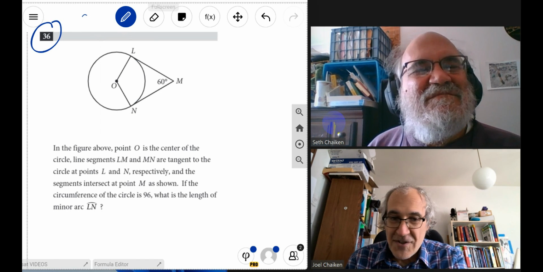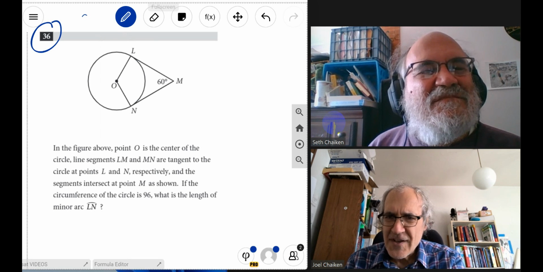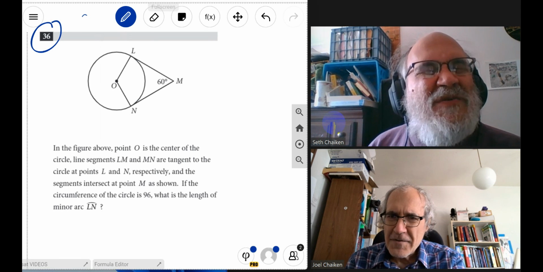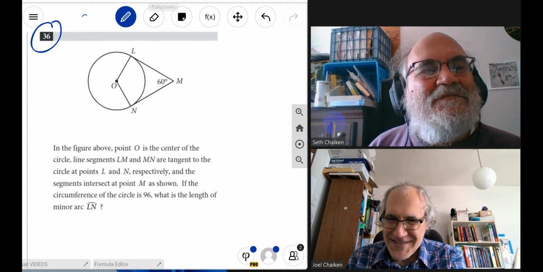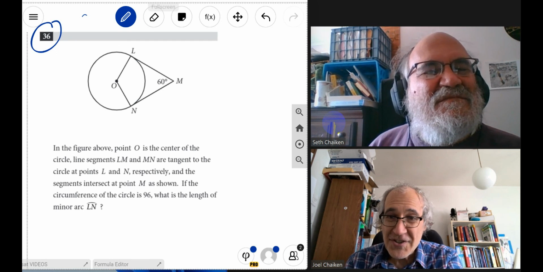Okay, never saw this question in my life. In the figure above, point O is the center of the circle. Line LM and line NM are tangents to the circle at points L and N.